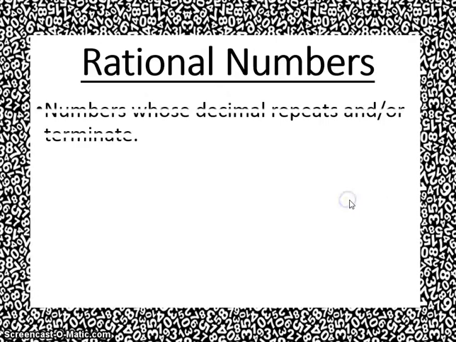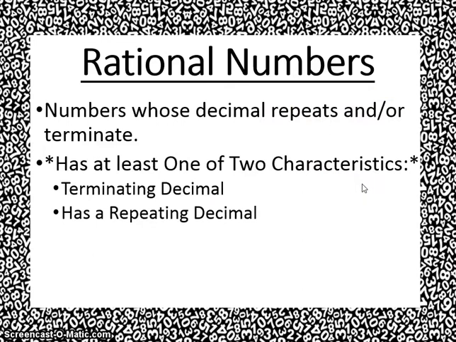Rational numbers are the opposite. Rational numbers do repeat or they terminate. So they have at least one of 2 characteristics. They either terminate, which means they stop, or they have a repeating decimal.